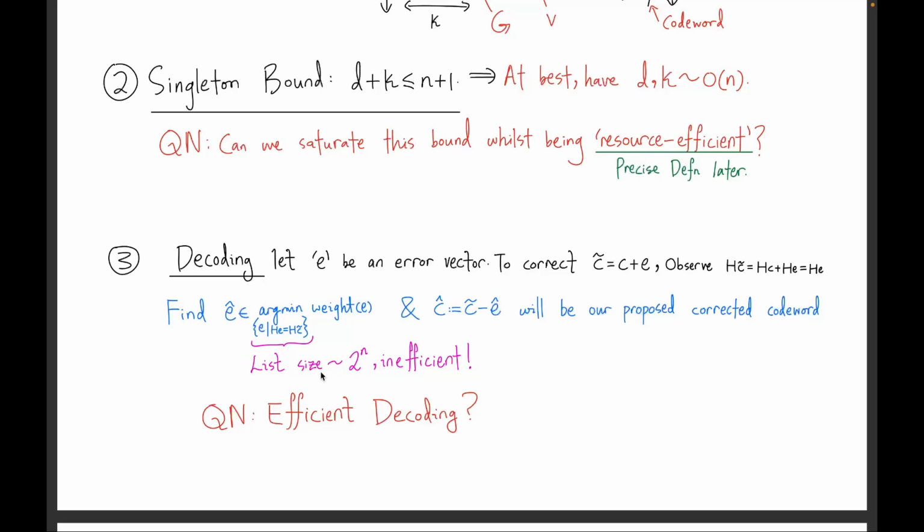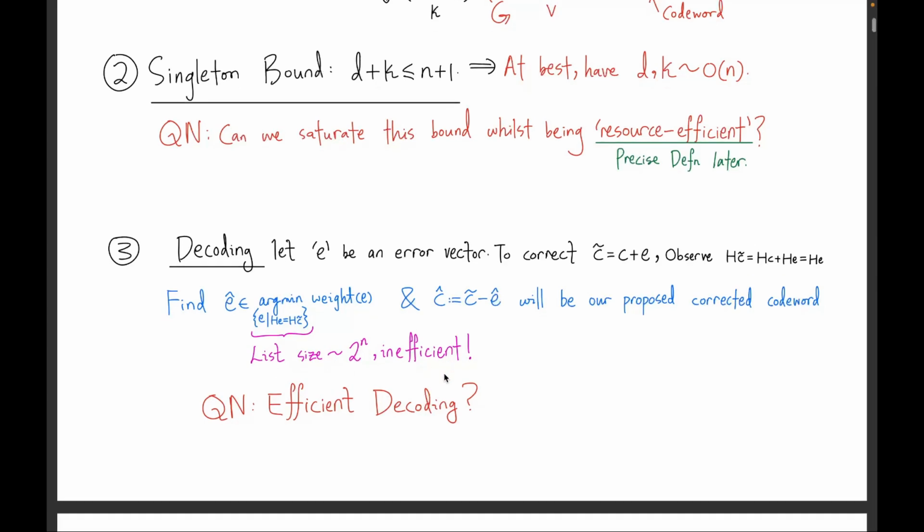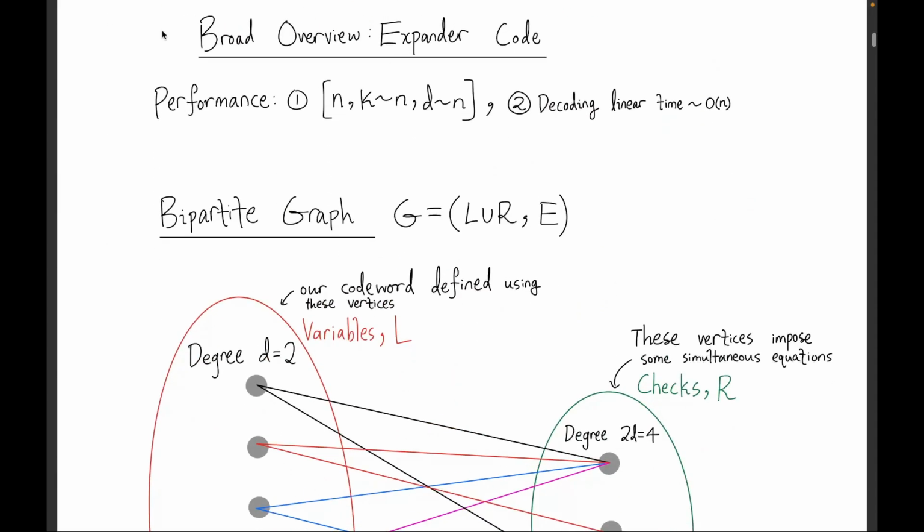The problem with this is that the size of the list is exponentially large in n, so it's very inefficient, and we want efficient decoding. This is what an expander code is going to give us. It's going to give us good performance in the sense that k and d, the encoding rate and the code distance, are proportional to n, and furthermore, you can decode it in linear time instead of exponential time.